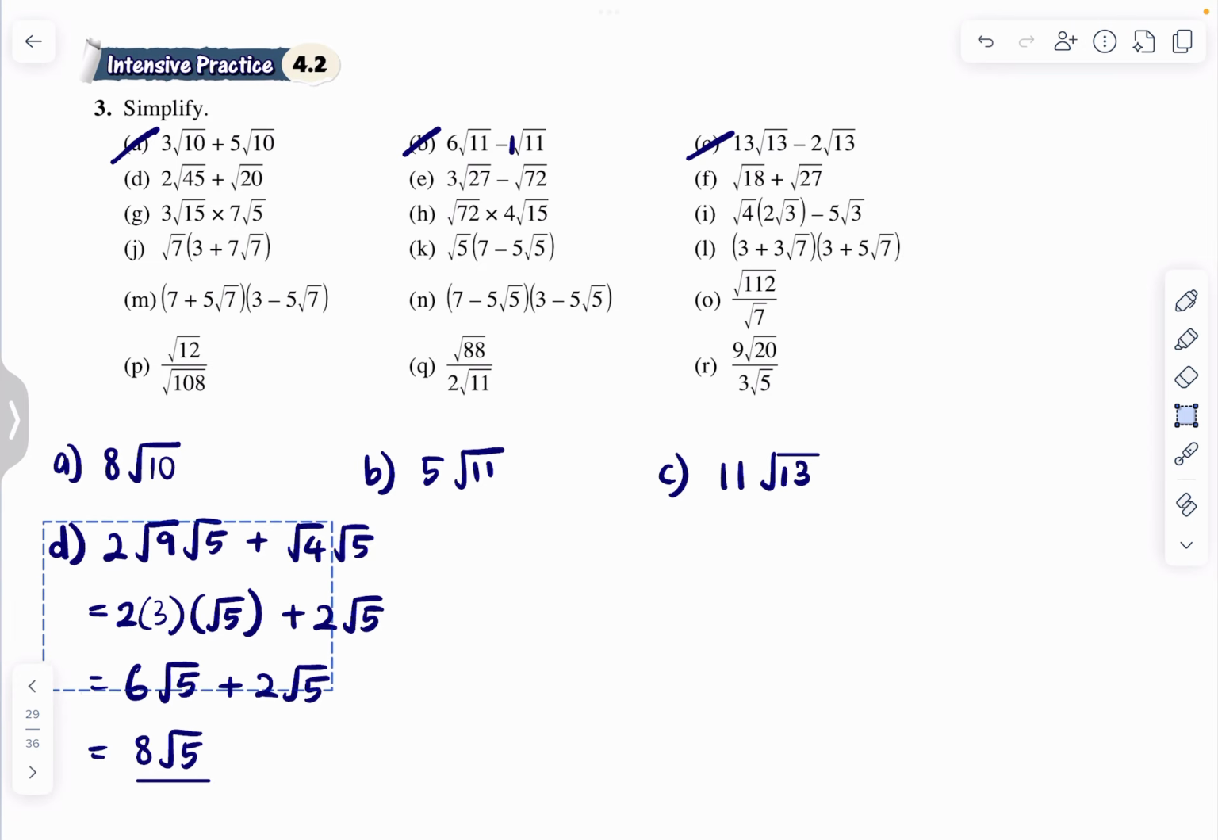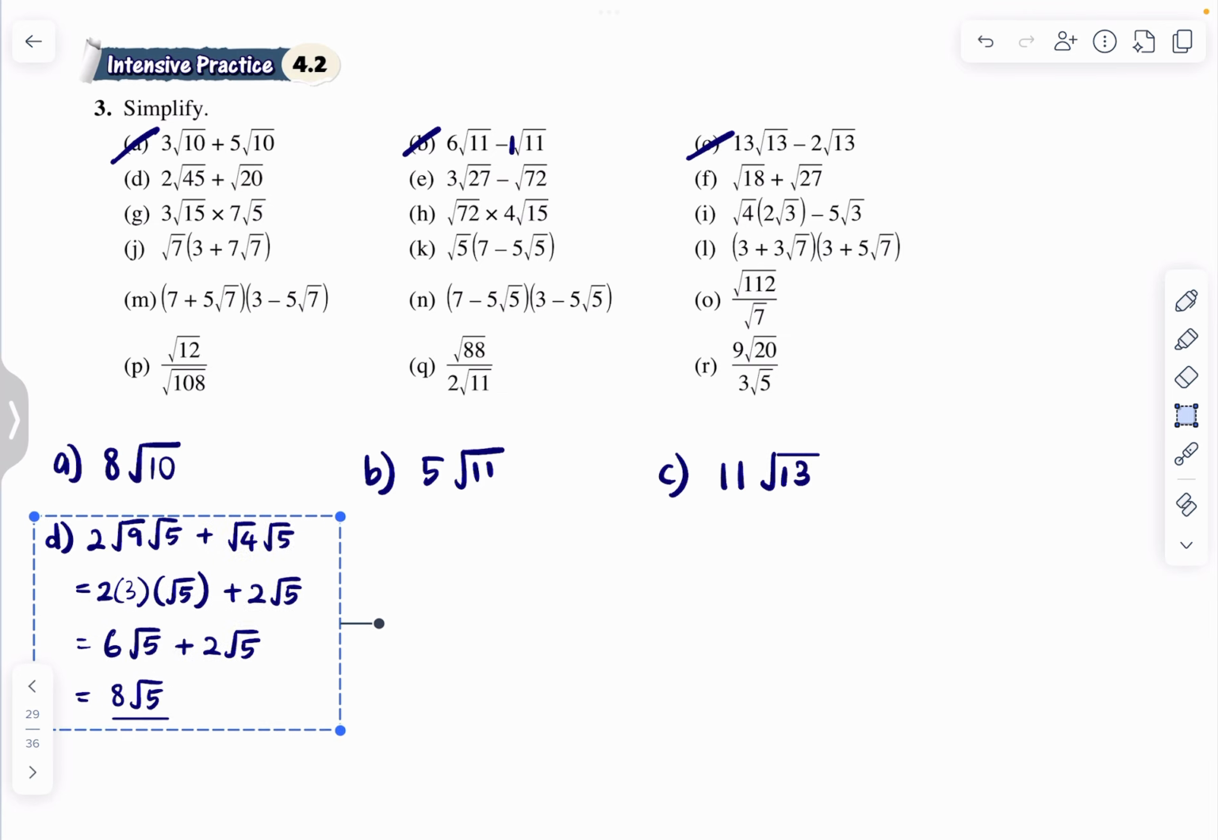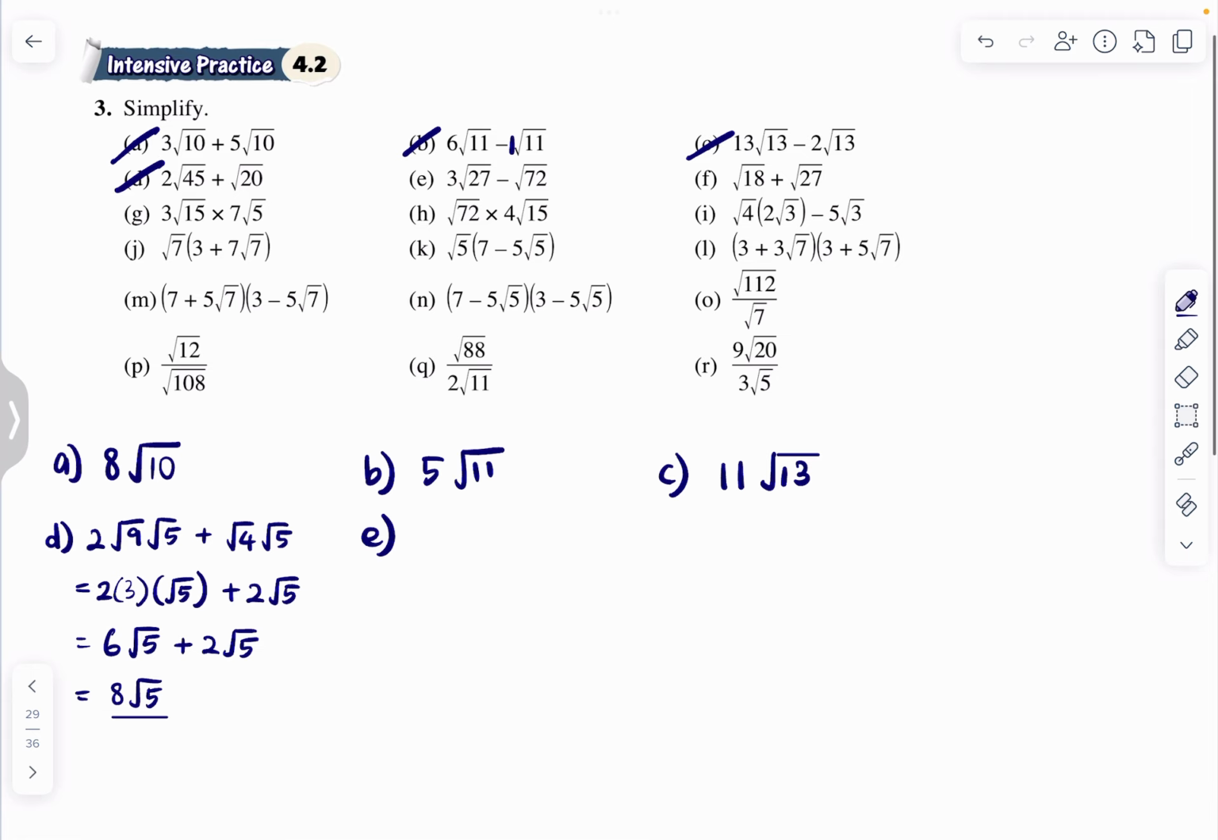Let's look at E. Make it smaller a bit. Okay. E. Same thing. So different sets. What we do is we try to break it down. So 27 is 9 times 3. So we can say surd 9 times surd 3.